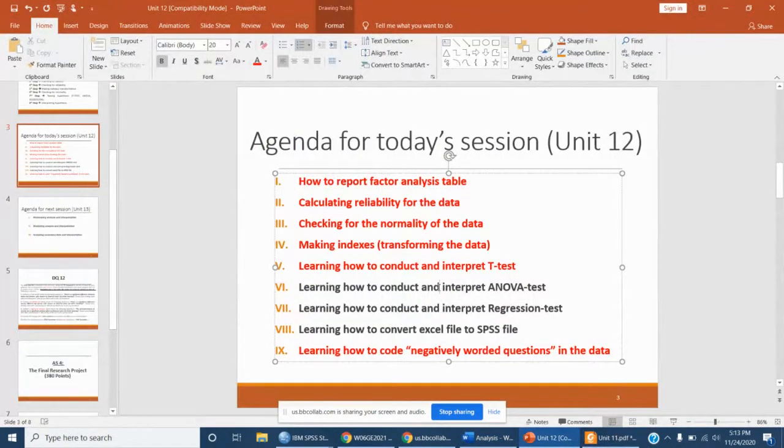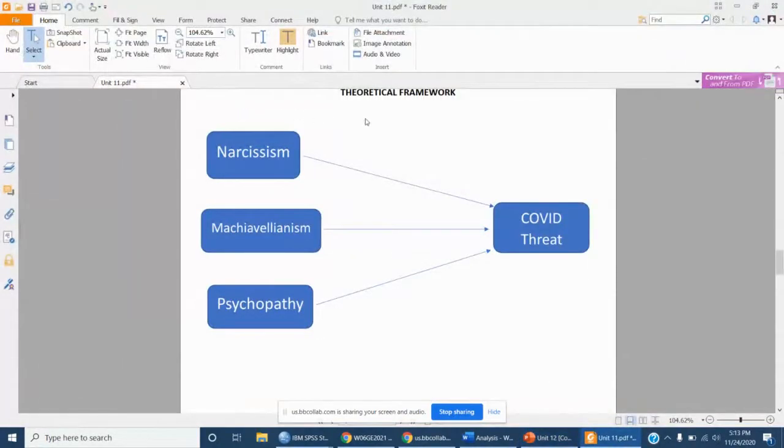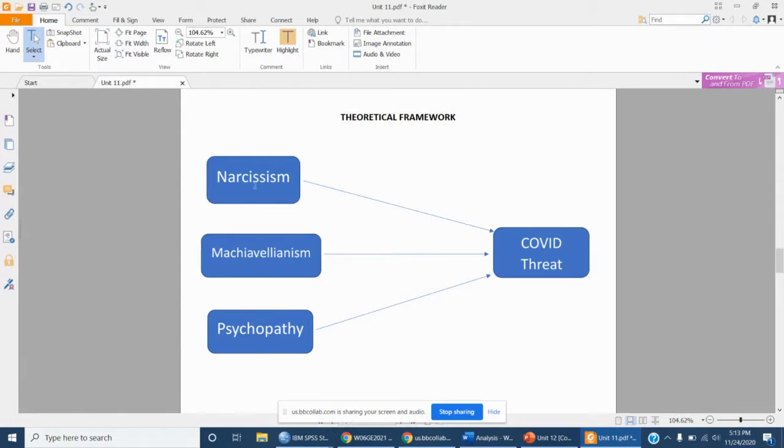So we have learned how to conduct and interpret the ANOVA test. Now we will be doing the regression test. Remember that originally our hypotheses all required a regression test in this theoretical framework because we are using causal studies. Regression is always used when you are using causal studies, cause and effect relationships. So we have 3 IVs here and we have 1 DV. So we will check 3 hypotheses here. Each hypothesis relationship with COVID threat will be checked.